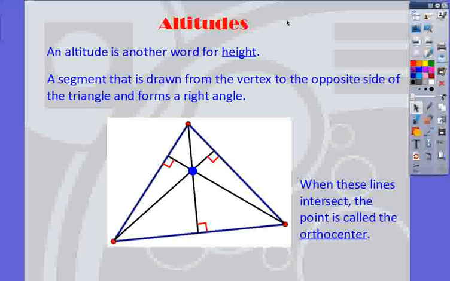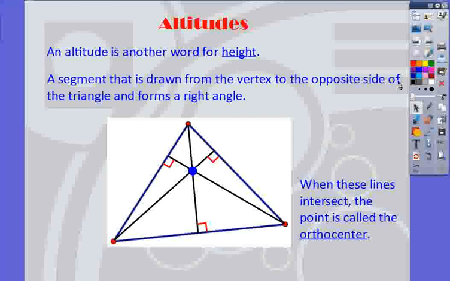Next, we have altitudes. An altitude is just another word for height. A segment that is drawn from a vertex to the opposite side of the triangle and forms a right angle is an altitude. So here's a vertex, and we've drawn the altitude to the opposite side of the triangle, and we've formed a right angle. When all of these lines intersect, they intersect at a point of concurrency. And for the altitudes, we call this the orthocenter.